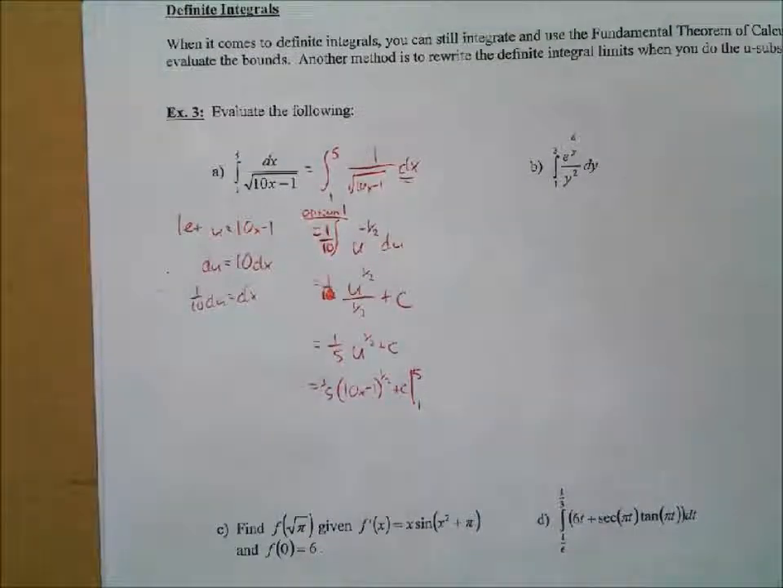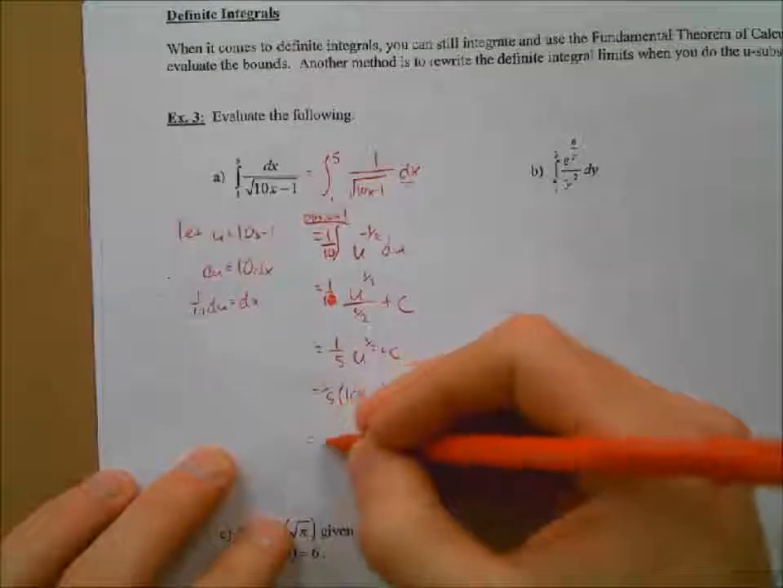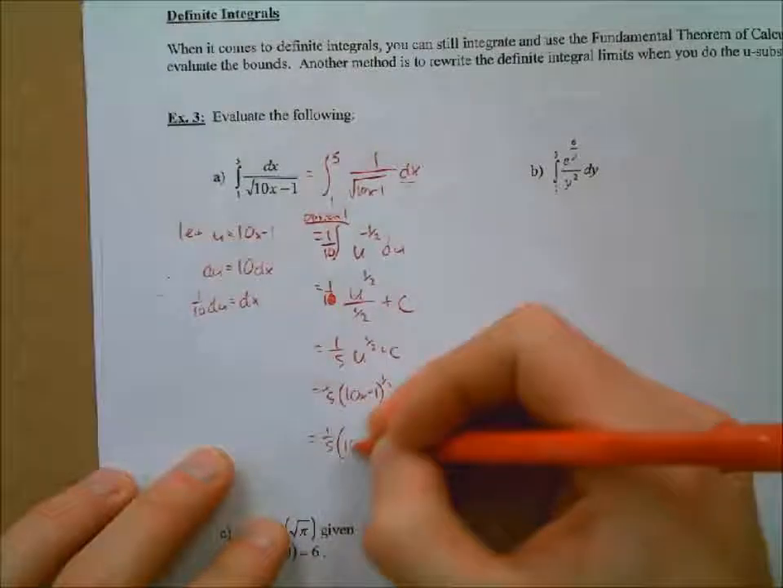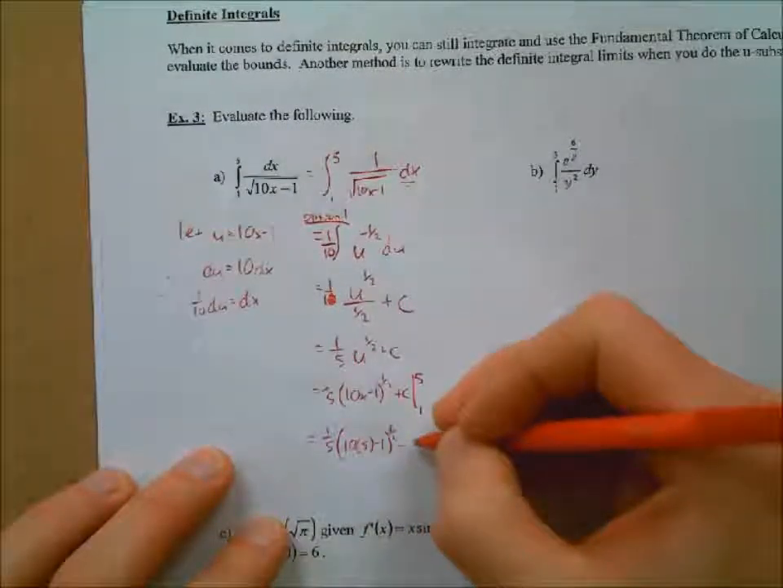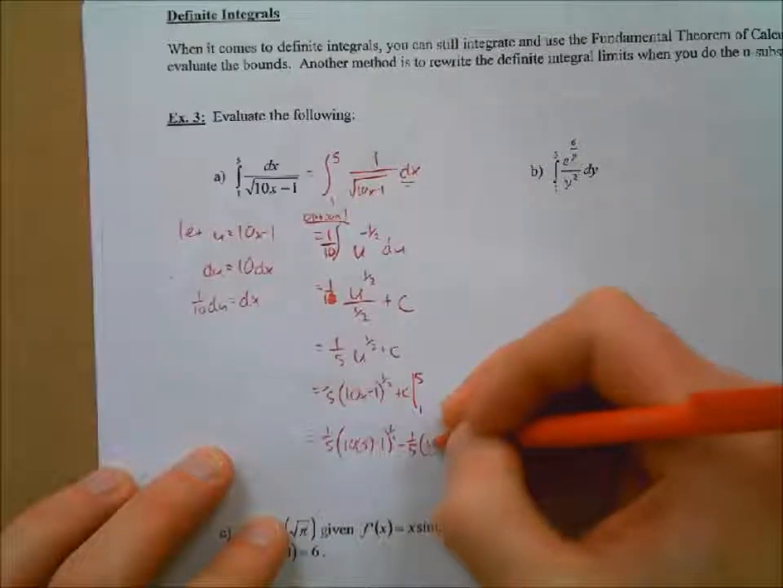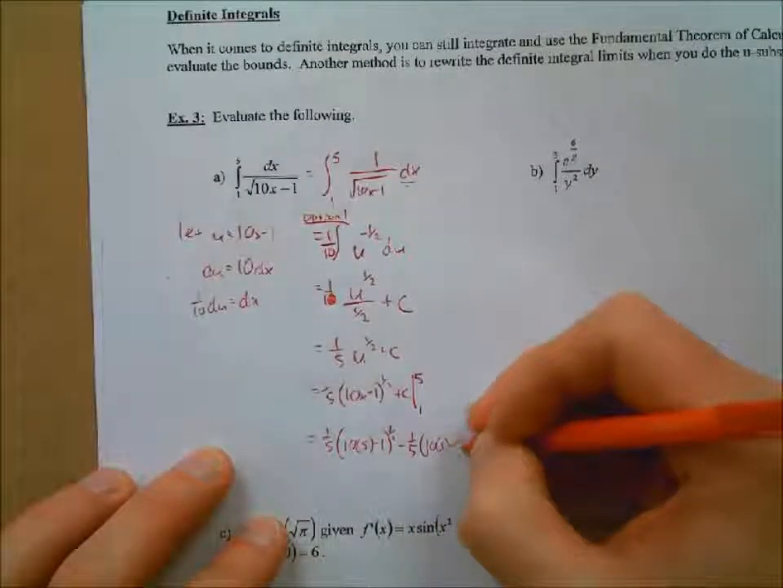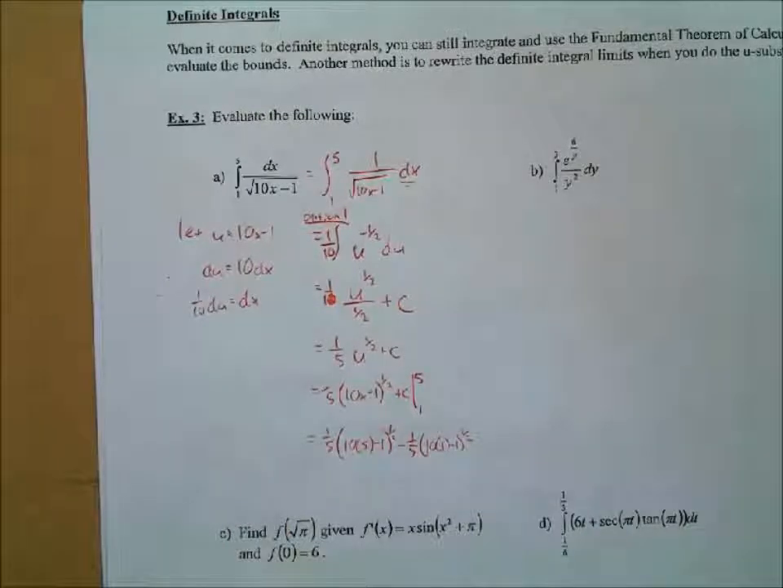Okay. So we re-substitute in for the x. And now we can use that 1 and 5. We'll evaluate from 1 to 5 there. Okay. And so we'll have 1/5 times 10 times 5 minus 1 to the 1/2, minus 1/5 times 10 times 1 minus 1 to the 1/2. And again, the c's cancel out, so we don't need to write them at that point.